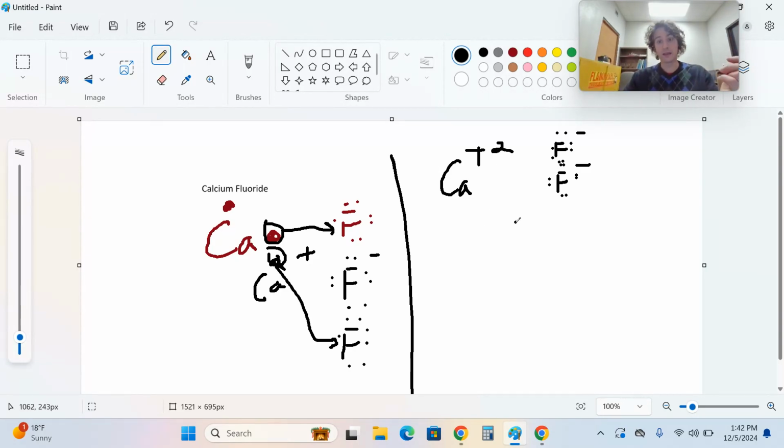This molecule is called calcium fluoride, and its formula, like if I looked on a bottle in a chemistry lab and I was like, I need calcium fluoride. I don't know why I need calcium fluoride, but let's just say I need calcium fluoride. It would have this formula, okay? CaF2.